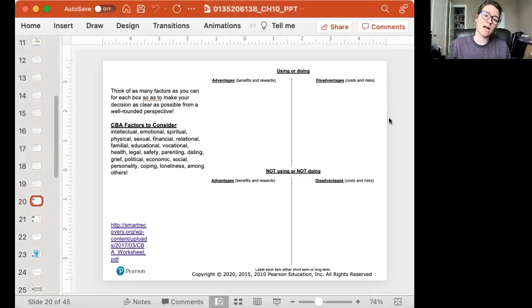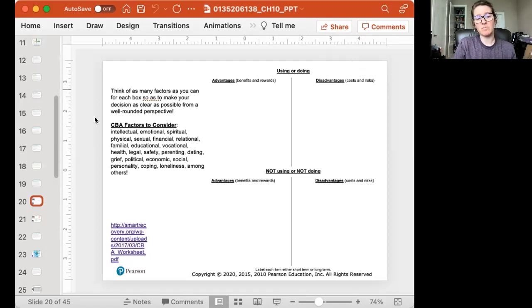It's pretty great. But I love this handout because it doesn't just say positives, negatives, positives, negatives. It says, what are the advantages, benefits, and rewards of using or doing whatever, whether it's marijuana or taking a new job or moving to Texas versus Louisiana or whatever. And then what are the disadvantages, costs, and risks of that same behavior? And what are the advantages, disadvantages, and everything of an opposite decision or a different decision?